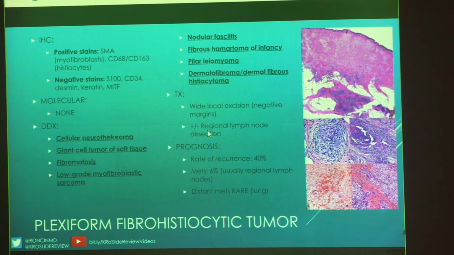For these cases, they do a wide local excision with negative margins, and they may or may not do a lymph node dissection. And why? These have a relatively high rate of recurrence at 40%, but metastases are really rare, and they're usually within the regional lymph nodes. So that makes sense why they would say, hey, maybe we need to do a regional lymph node dissection. Distant metastases are extremely rare, and when they do occur, they occur in the lung. So there's your plexiform fibrohistiocytic tumor.